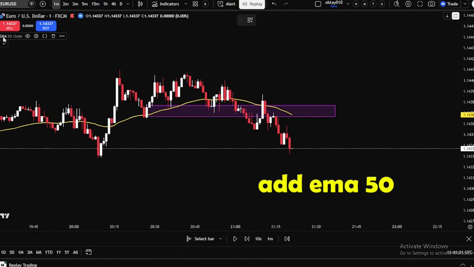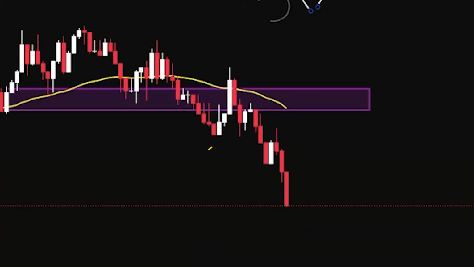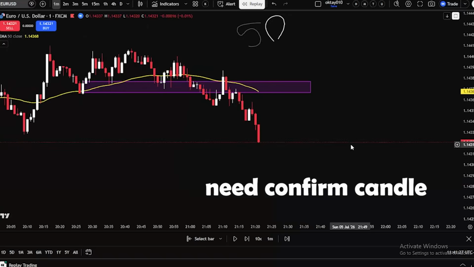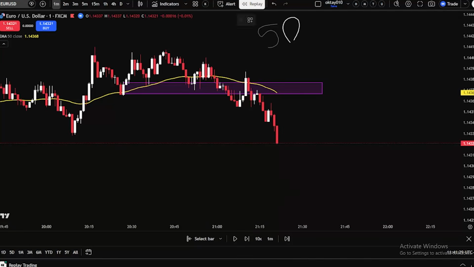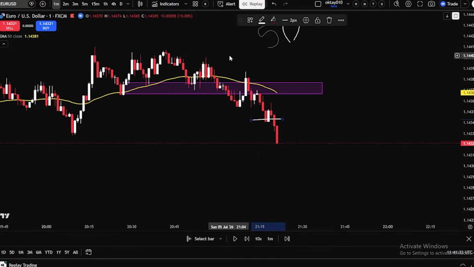Add the 50 EMA to the chart first, because we need it for the trend, with confirmation of breakouts and pullbacks. And confirmation of a candle, so that I can make a buy decision with a candle, not wait for a trend to be established.